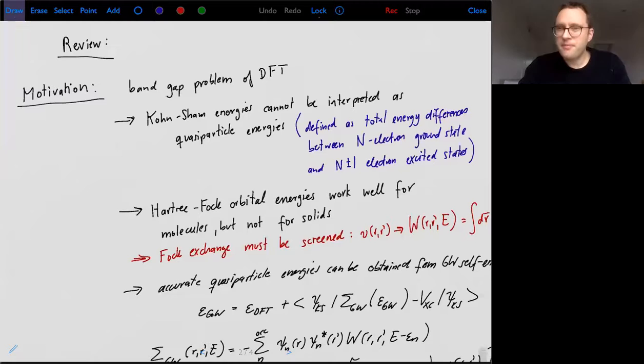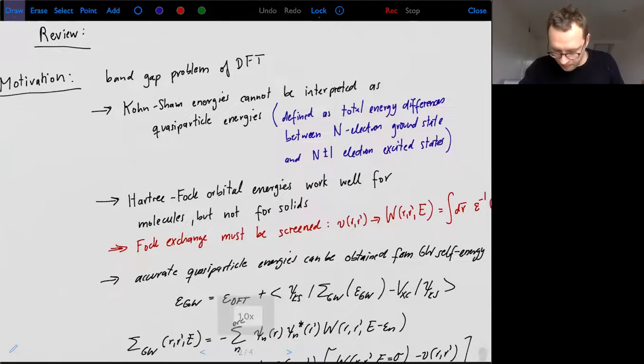Now, to get a little inspired about where we might find a better theory, we looked at Hartree-Fock, and what we noted was that for molecules, the orbital energies that you get out of a Hartree-Fock calculation are in pretty good agreement with the experimentally measured quasi-particle energies. But for solids, Hartree-Fock is also not a good theory. While DFT underestimates the band gaps, Hartree-Fock quite dramatically overestimates the band gaps. So that can't be the ultimate solution.